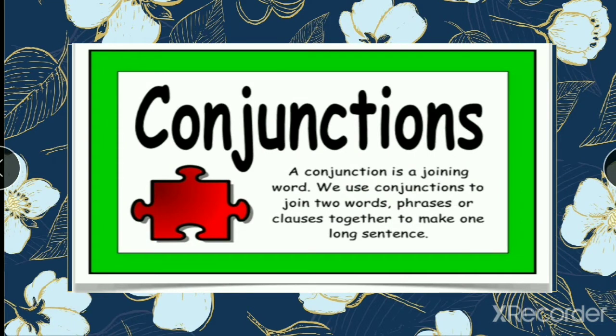This is the definition of conjunctions. A conjunction is a joining word. We use conjunctions to join two words, phrases, or clauses together to make one long sentence. So, what is the meaning of conjunction? A conjunction is a joining word. It means there may be two words that you may join using a conjunction, two phrases or two sentences. Clauses over here just mean two sentences which we will be joining by a conjunction. So, joining the words, joining the phrases, or joining sentences, we call them conjunctions.